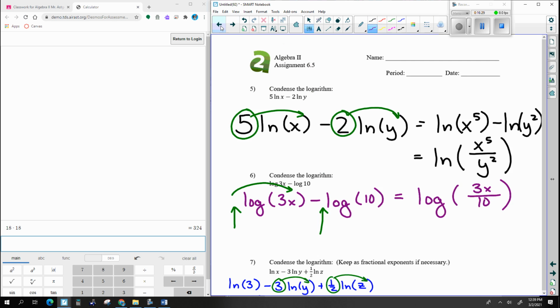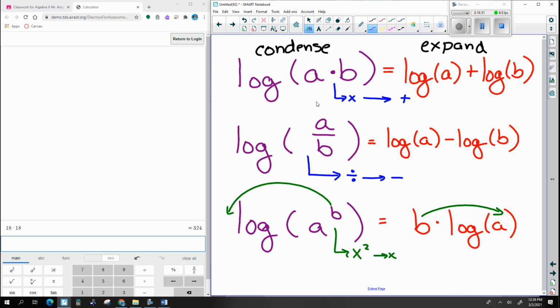Okay, so simplistically, again, these are the big three. An inside multiplication is an outside addition and vice versa. Inside division, outside subtraction, again, and vice versa. And then we have the exponents, where if it's on the inside, it drops, and if not, you put it back up.